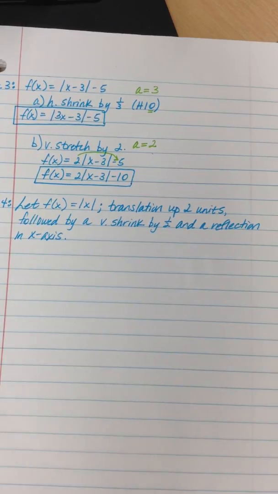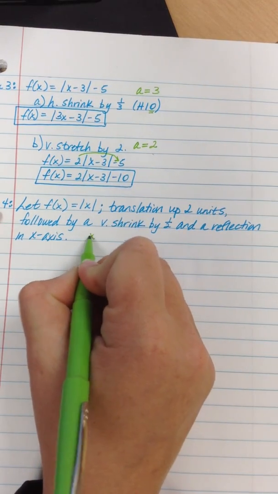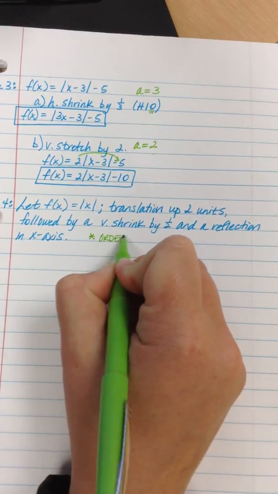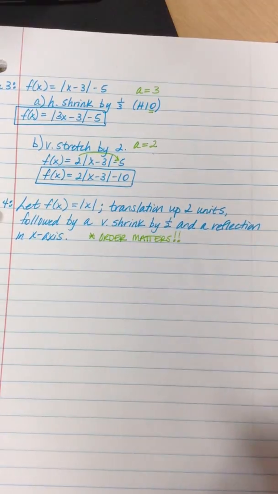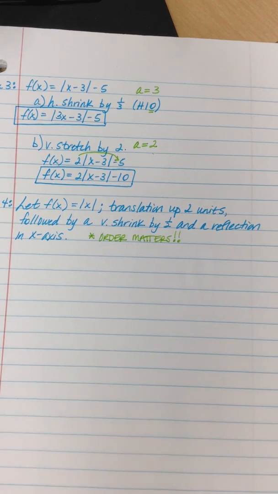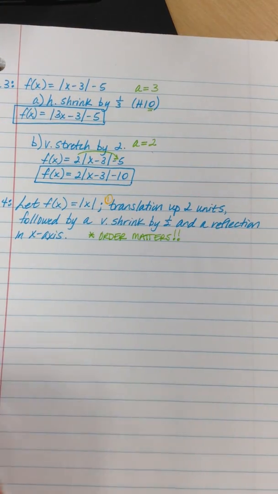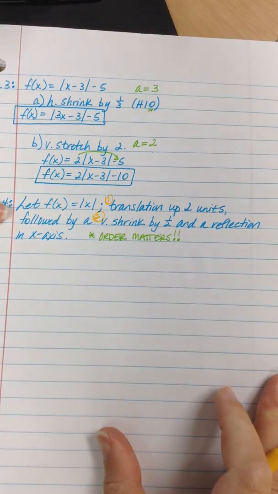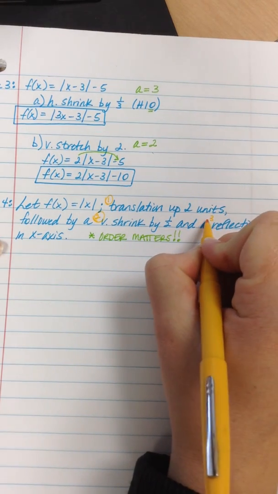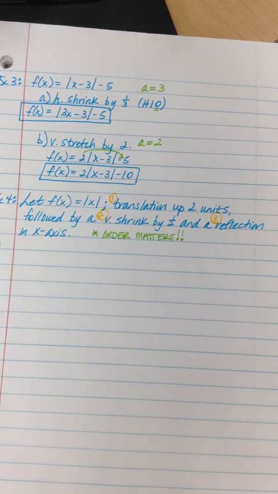Okay, super important. Your word problems are going to look like this, and the order matters. So whatever order they give you, that's the order you have to do it in. So what I mean by that is the first thing they said was a translation up 2 units. That's the first thing we have to do. Followed by a vertical shrink. That's the second thing we have to do. And lastly, they want a reflection in the x-axis. It's best to number these things so that you know what order you're supposed to be doing them in.